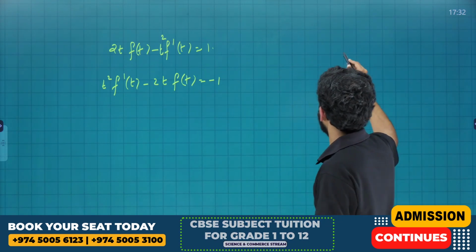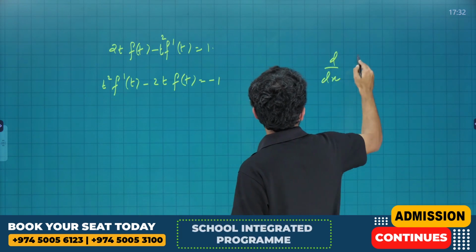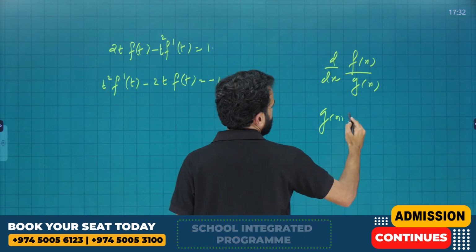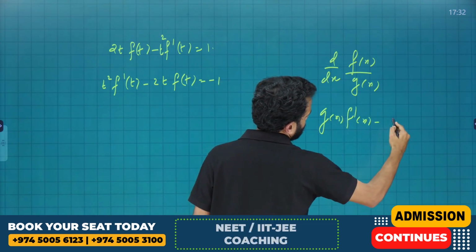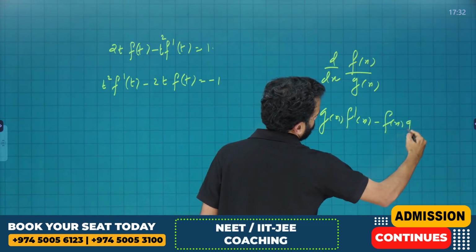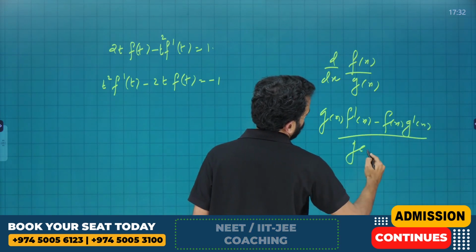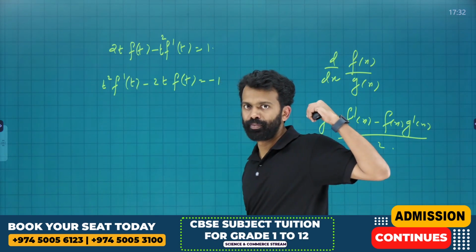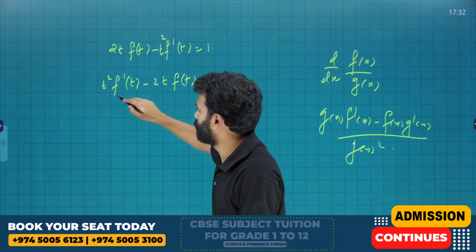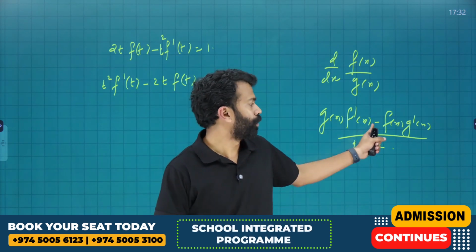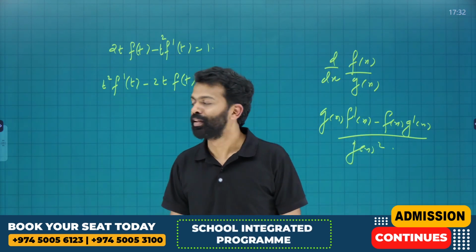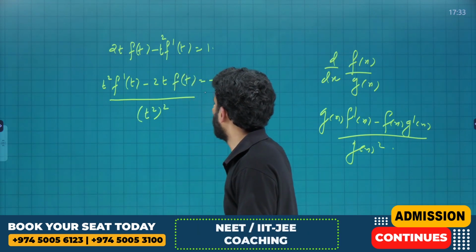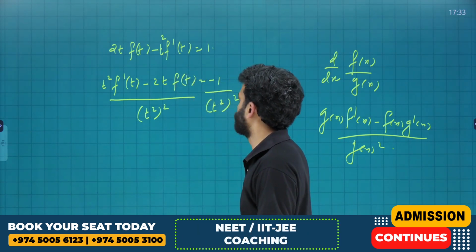See, what is the quotient rule? That is, what is d by dx of f of x by g of x? That is g of x into f dash of x minus f of x into g dash of x, divided by g of x the square, right? So this is the numerator of that one. So what are you going to substitute here to make it a proper quotient rule expression? Here it should be t square the whole square. Then here also it should be t square the whole square.